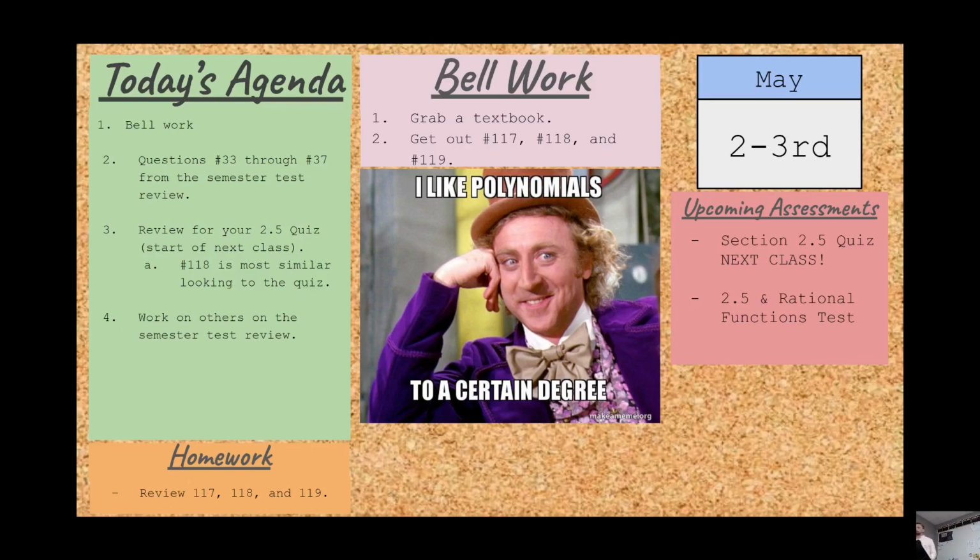Next class we will have a 2.5 quiz, and you've pretty much practiced the bulk of what you need to practice from that. 117 was practicing long division and synthetic division. 118 was a 2.5 worksheet. That is most of what your quiz looks like, so you definitely want to put eyes on that handout again. I want to say the question types are even in the same order, although don't quote me on that. But the quiz is about the same difficulty as that.